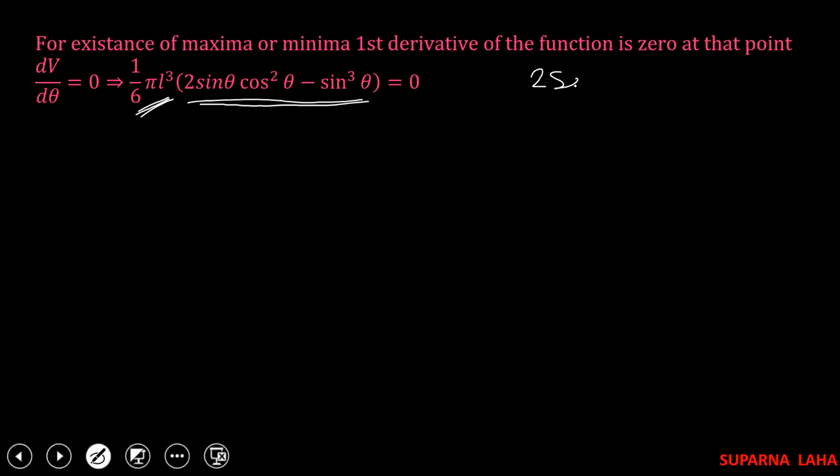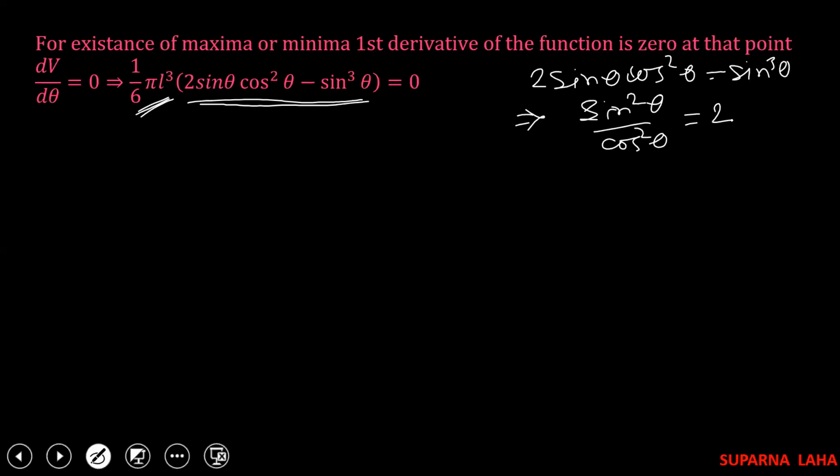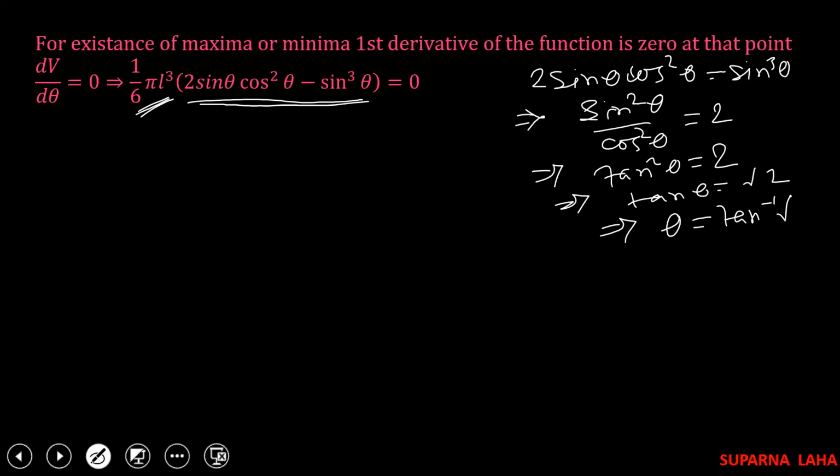That means 2 sine theta cos square theta is equal to sine cube theta. Now take this theta part one side and the value part other side. So you will find that sine square theta by cos square theta is 2. That means tan square theta is 2. That will imply tan theta is root 2 and theta is tan inverse root 2. So look, I got the value for theta.